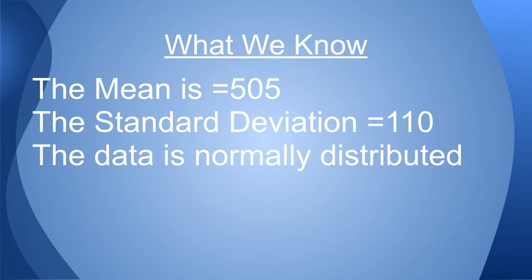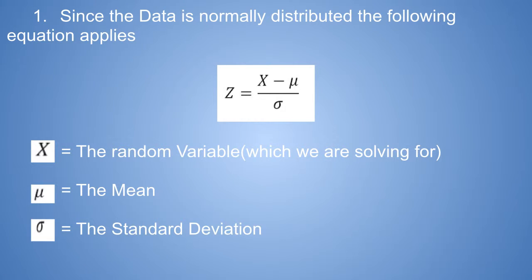To figure this question out, we're going to go first over what we do know. We know that the mean is 505 and the standard deviation is 110, and the data is normally distributed. Since they told us that the data is normally distributed, we're going to use the following equation. Z equals x minus the mean, all divided by the standard deviation. In the equation, x equals the random variable, and that's what we're going to be solving for. Mu equals the mean, and sigma is the standard deviation.